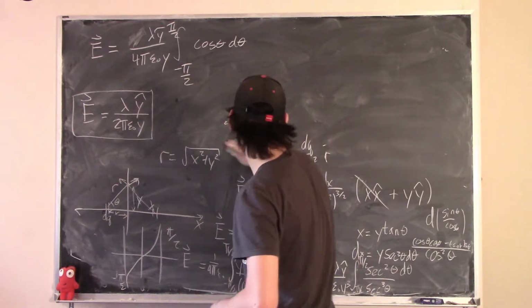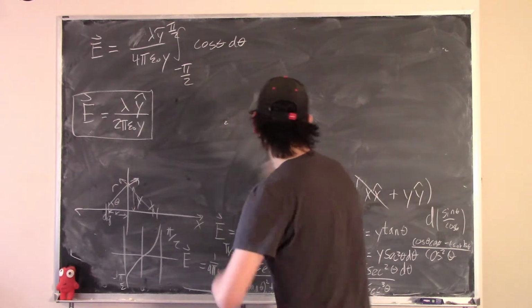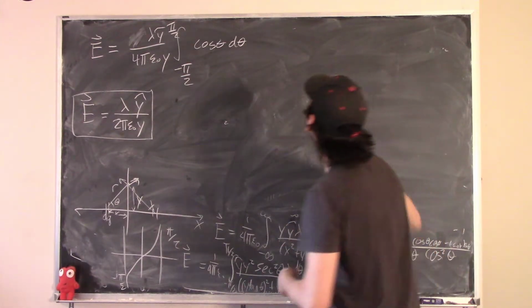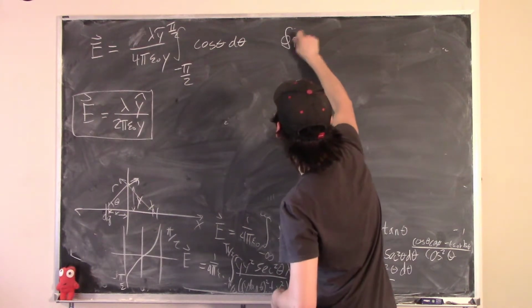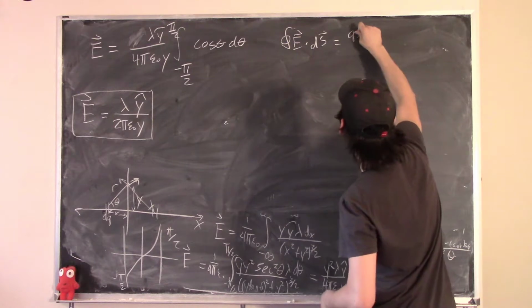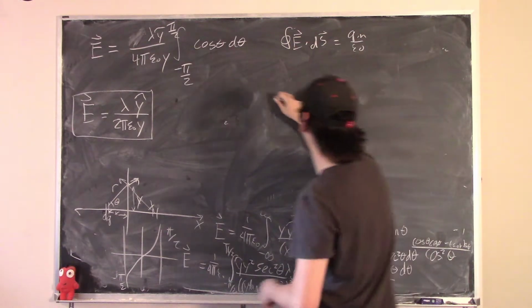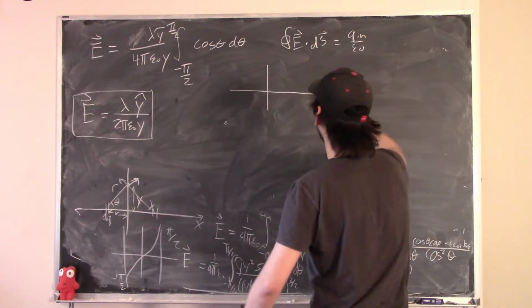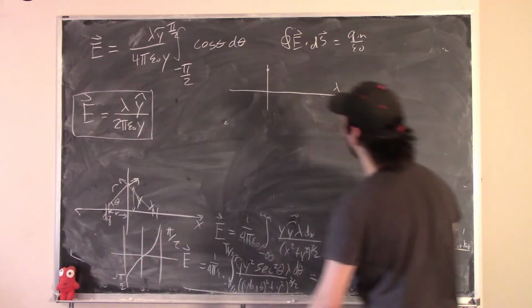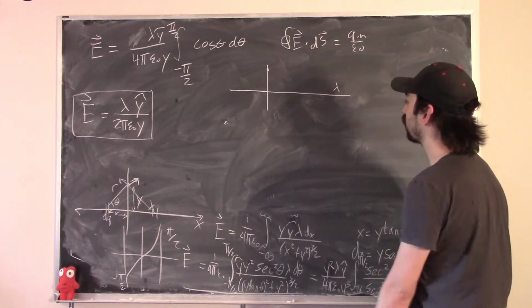So start, as always, by just writing down what Gauss's law says. And actually, I know I don't need a lot of room for this. So Gauss's law says the integral of E dot dS is equal to Q enclosed divided by epsilon naught. And I'll put my lambda here again, and this is the point y that I want to find the electric field at.